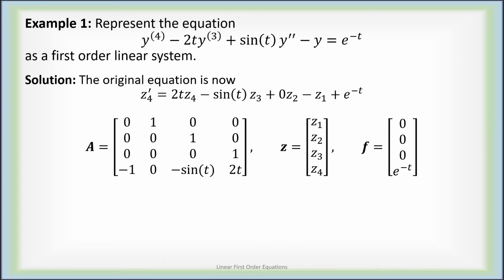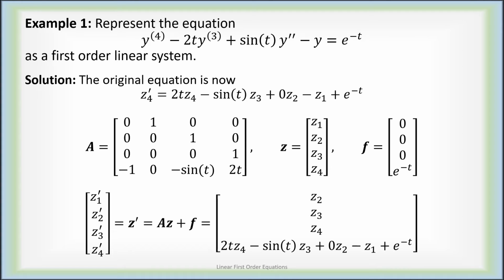So we have these right here, and now you just go through and check that yes, indeed, z prime, a column of derivatives, is this square matrix times this column plus this column. You'll end up with exactly z1 prime is z2, z2 prime is z3, z3 prime is z4, z4 prime is this expression right there.